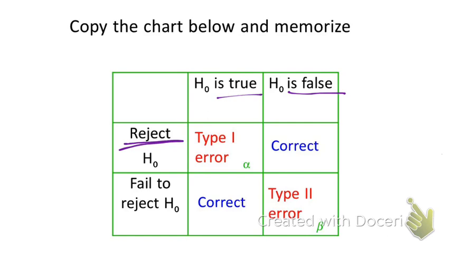If I fail to reject, and the null hypothesis is true, I'm correct. If it's false, then I made a type 2 error. Everyone have it copied?